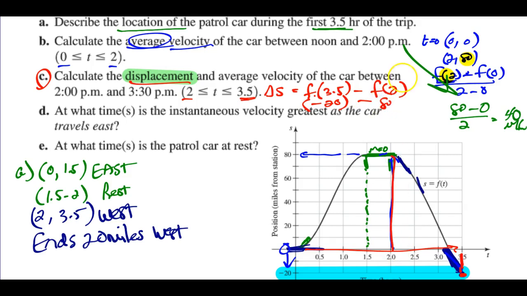And so I'm about negative 100 miles for the displacement, the change that he's made. At what time is the instantaneous velocity greatest when the car travels to the east? So I think they're talking about where the slope is the greatest, because that's velocity.